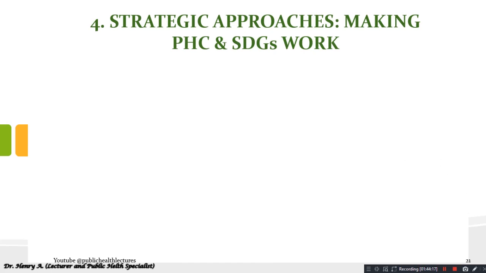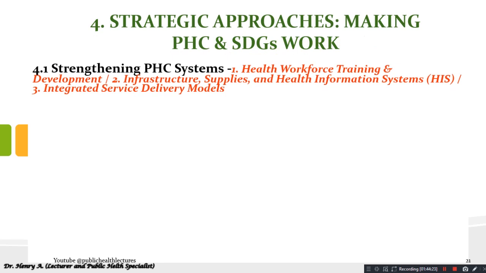We have talked about concepts. We have also talked about evidence and lessons. But how do we actually do this? How do we strengthen primary health care so it pushes forward the UHC and the Sustainable Development Goals? I'll try to break it down into two big strategies. Number one, strengthen the PHC systems. And what does this mean?